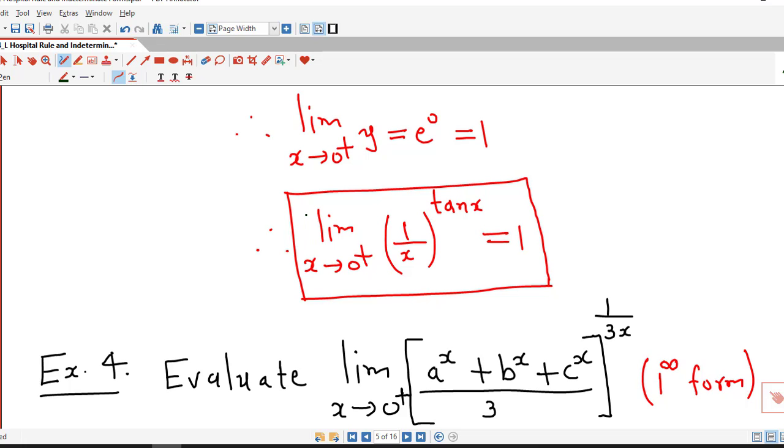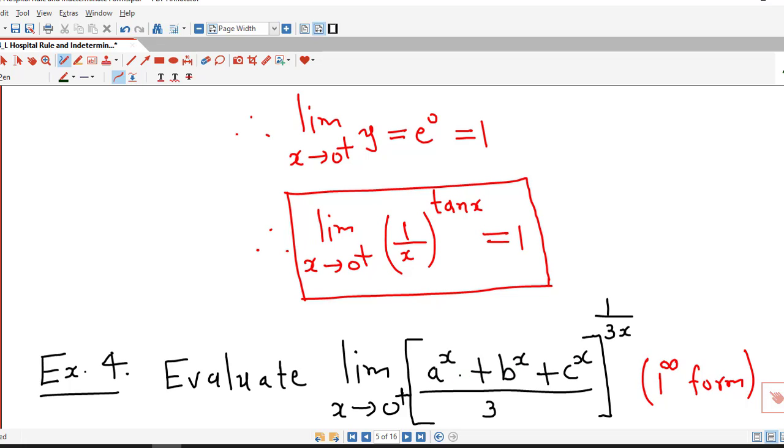Some more examples we can also discuss. Suppose we consider this one. Here we have the limit of (a^x + b^x + c^x)/3, the whole bracket to the power 1/(3x). So for x equal to 0, we can see this is a raised to 0 plus b raised to 0 plus c raised to 0.